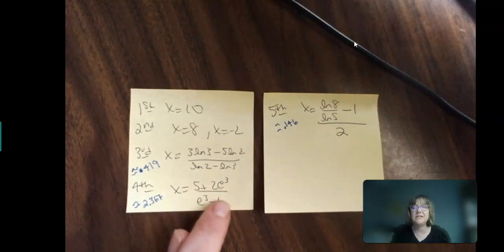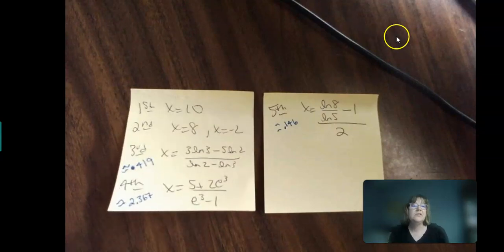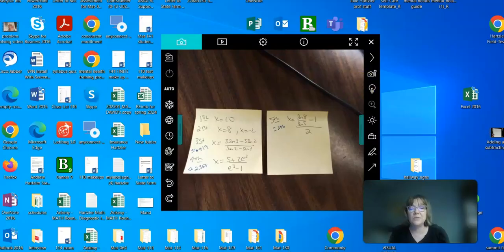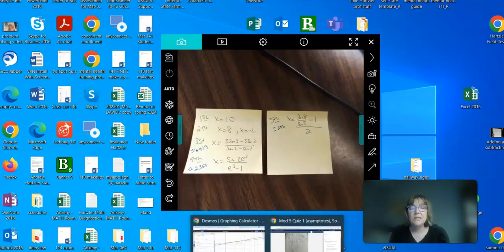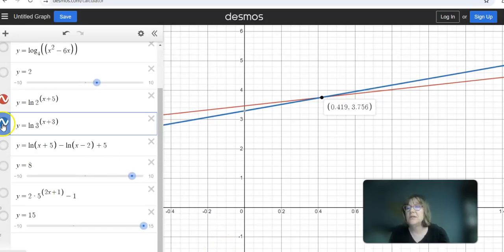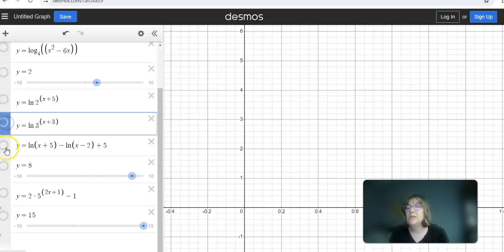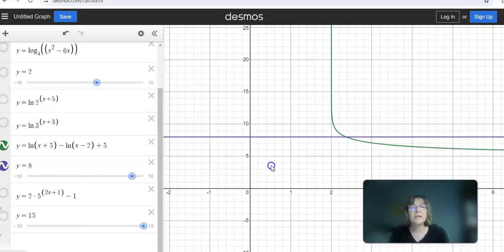And so I typed this into Desmos decimals, I got that. So to check my answer, I am going to go back to Desmos. All right, so I'm going to get rid of those two. And this is the left, and that is the right of that one. All right, so let's go back to where we were.